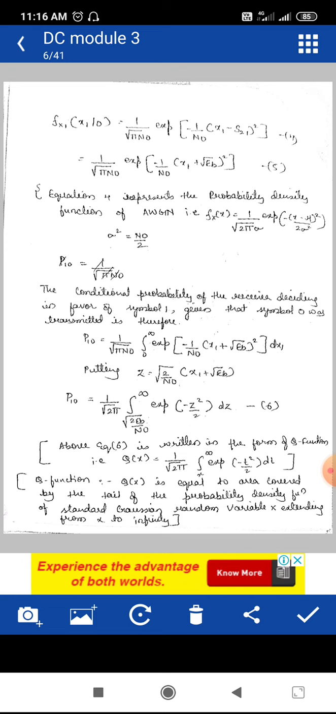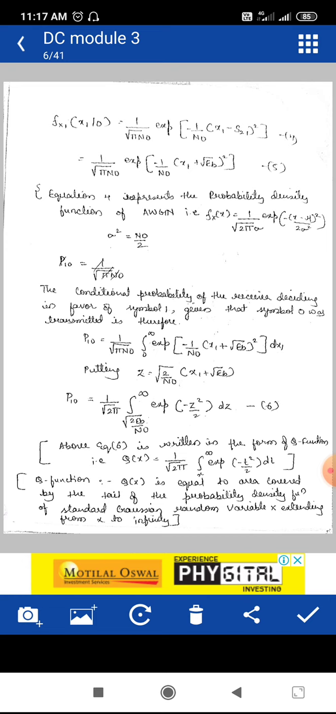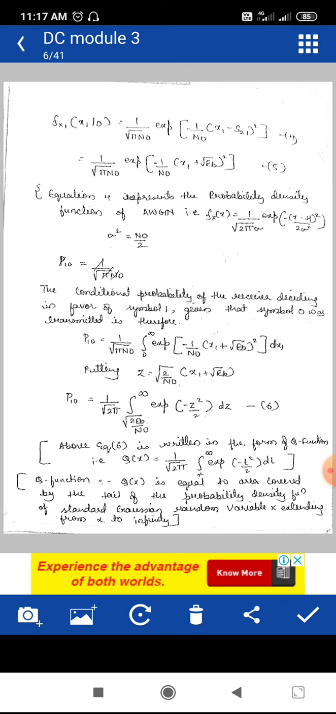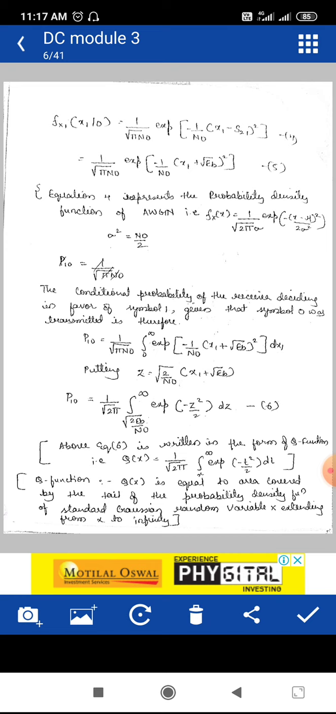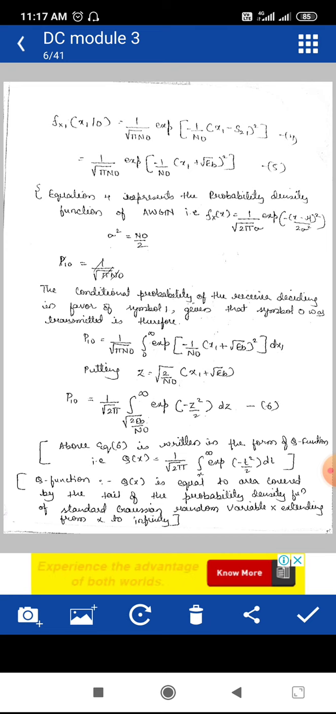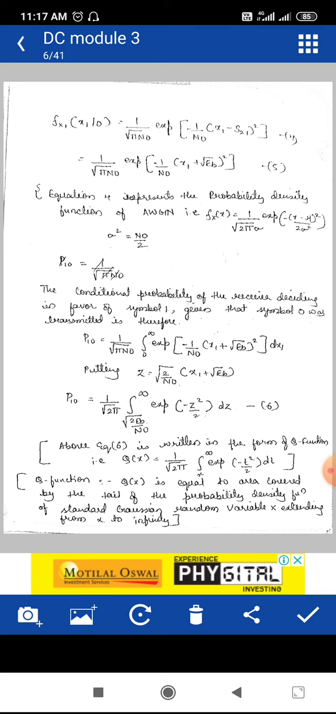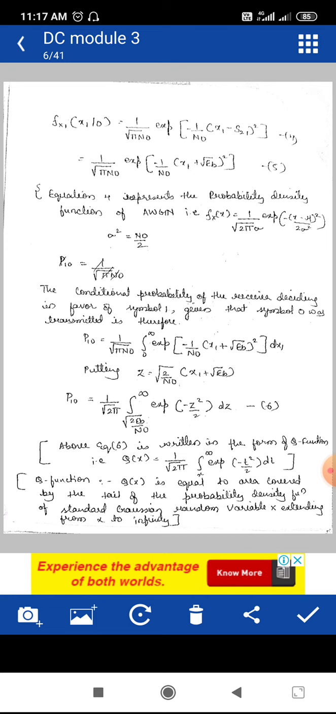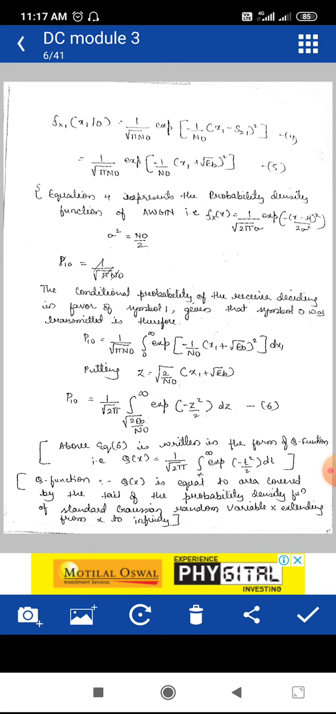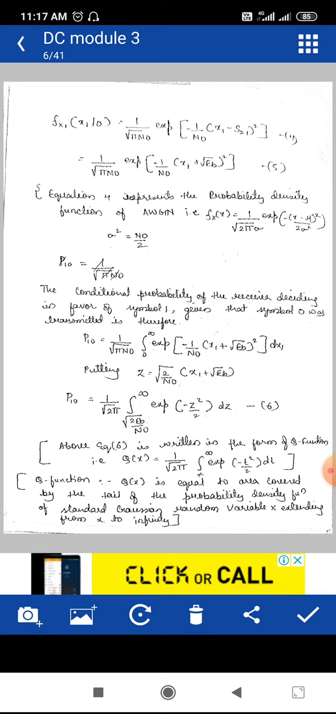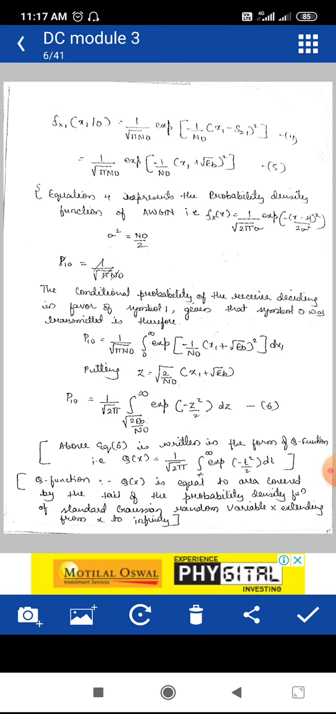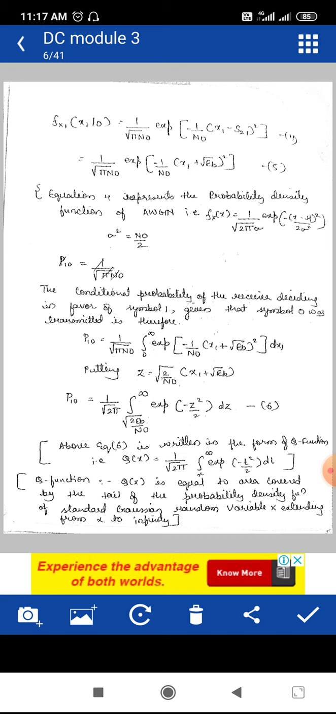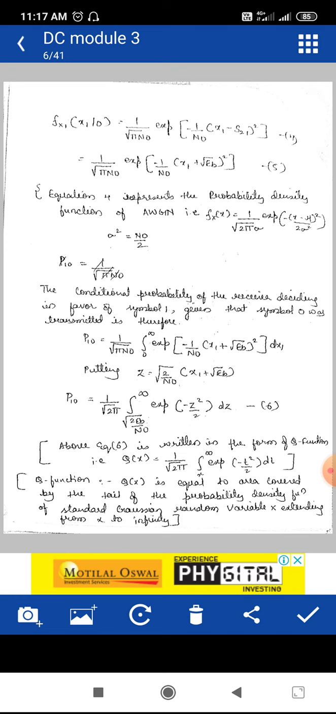Now when you evaluate this integral, you put z equal to root of 2 by N0 times (x plus root EB). This step is done just to simplify the equation p10. When you do this, you will get equation number 6. In equation number 6 we have substituted z, and you can see that when you substitute z, the limits of integration also change. So the limits become root of 2 EB by N0 to infinity.